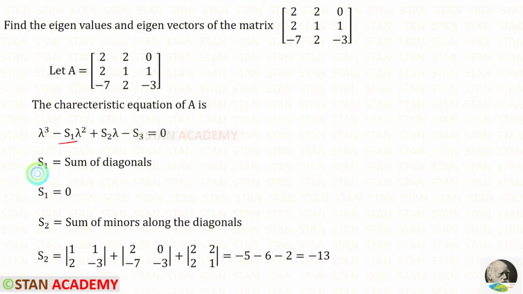Here, S1 is the sum of the diagonals. 2 plus 1 minus 3, it will be 0.